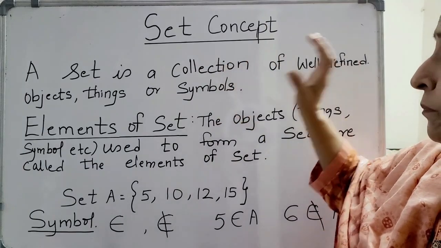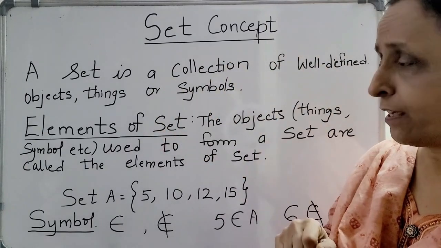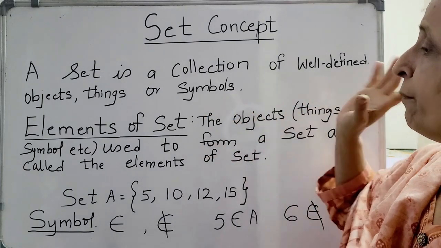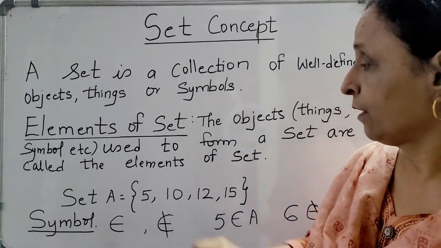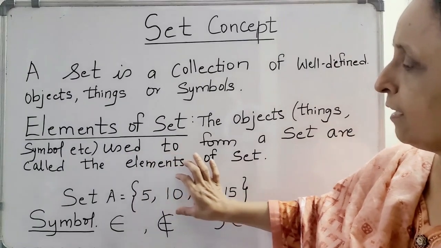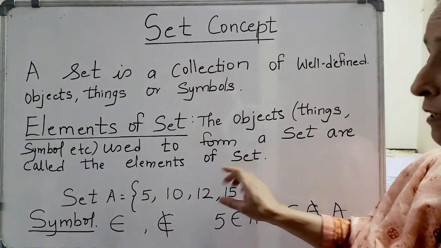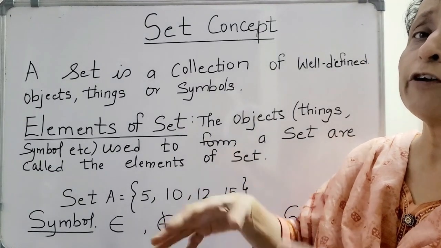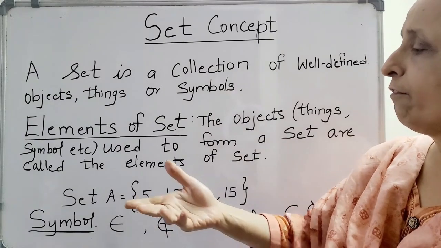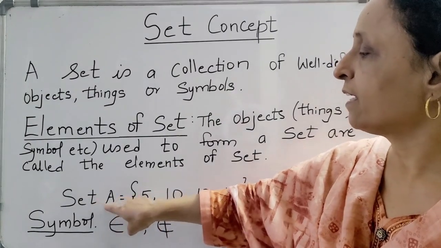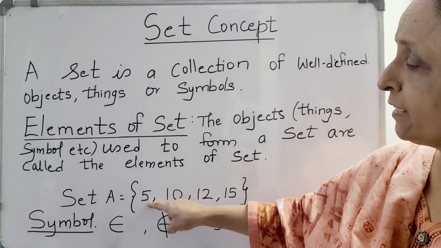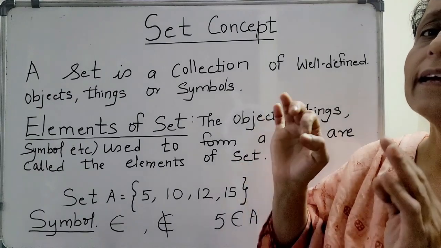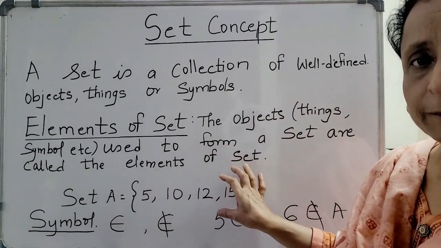Now here, what are the elements of a set? The objects, things, symbols used to form a set are called the elements of the set. Now here you can see these elements 5, 10, 12, 15. This is set A. I just name it as set A. Whatever the set, boys taller than Peter or whatever it can be, but for simplicity, set A. Which are the elements in set A? 5, 10, 12, 15. These are the elements in set A.